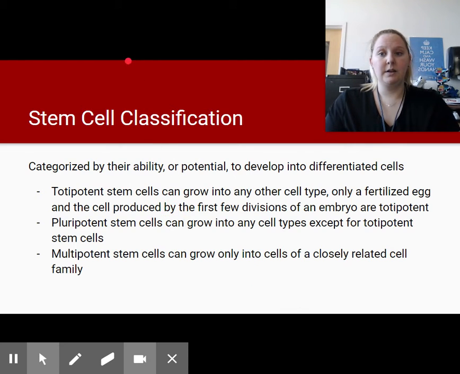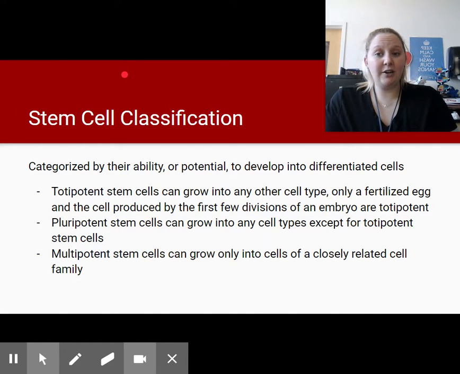There are multiple different levels of stem cells, and they're categorized by their ability and potential to develop into differentiated cells. The most undifferentiated is called a totipotent cell. This cell can grow into any other cell type. Only the fertilized egg and the first few cells produced through the first few divisions of the embryo are totipotent stem cells. This only lasts about 3 to 5, maybe even 8 days after fertilization.